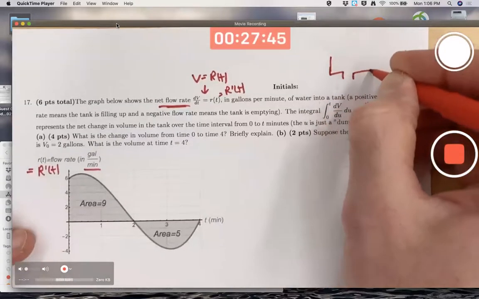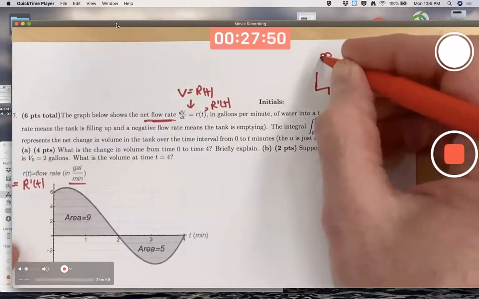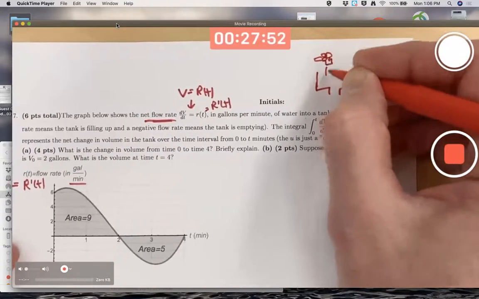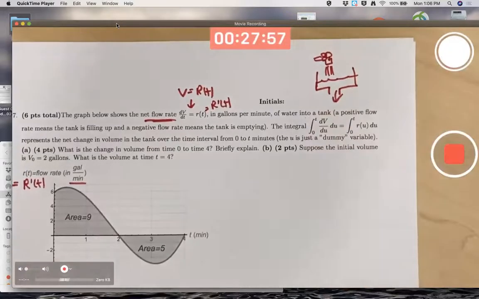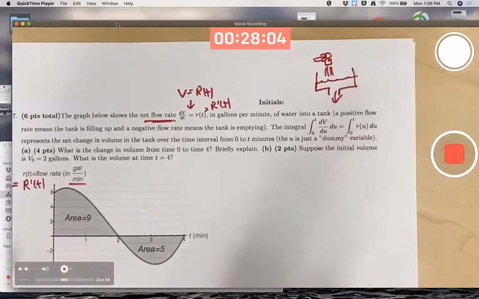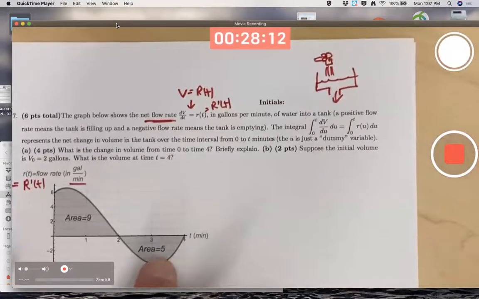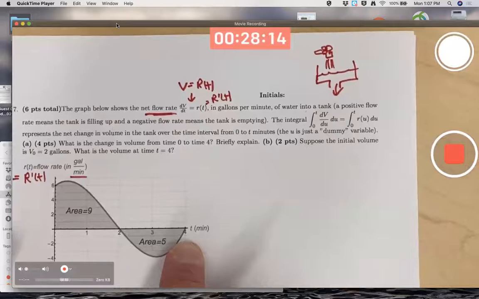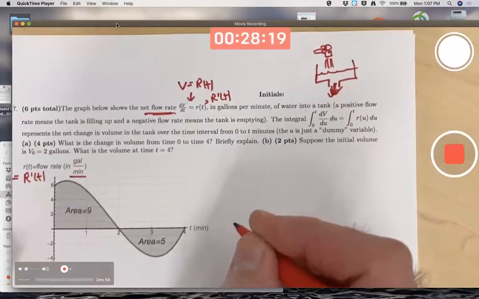Now, it's possible that your tank has a drain at the bottom. You've got a faucet up here. It's possible water is both flowing in and out at the same time. But when the flow rate is positive, that means it's flowing in faster than it's flowing out. When the flow rate is negative, like from time 2 to time 3 or time 4, then it's flowing out faster than it flows in.